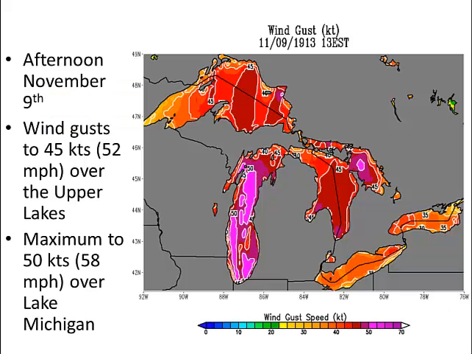When we look at the wind gusts, on the afternoon of November 9th as that storm was developing and moving towards the Great Lakes, winds were already gusting to 45 knots over Lake Huron, Lake Michigan, and Lake Superior, with the maximum winds you notice over Lake Michigan in excess of 50 knots, almost 60 miles an hour.